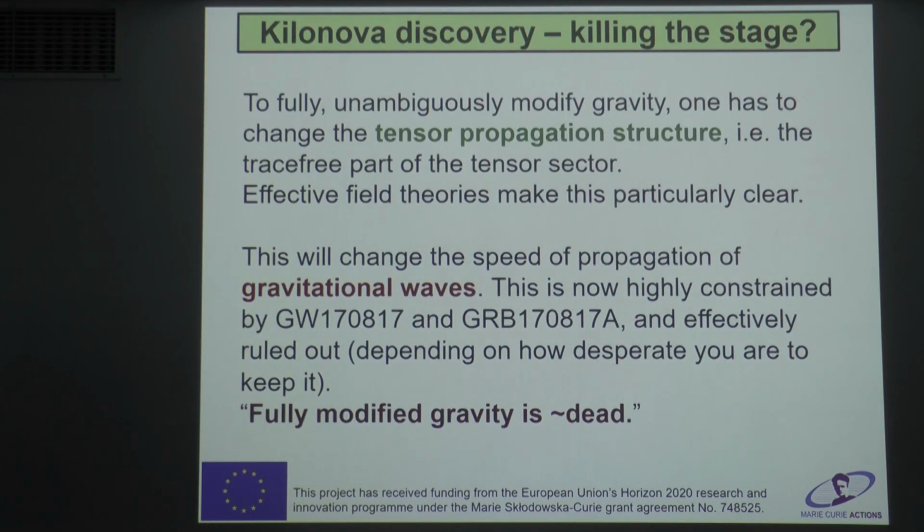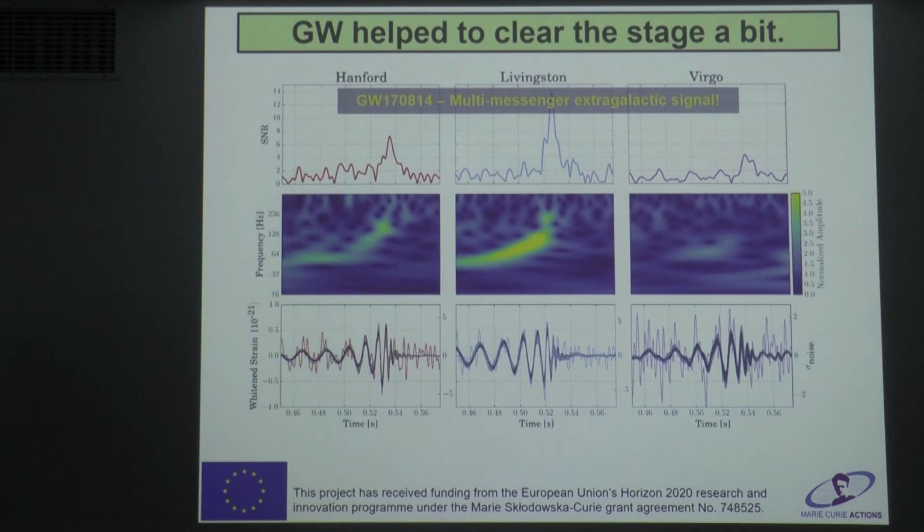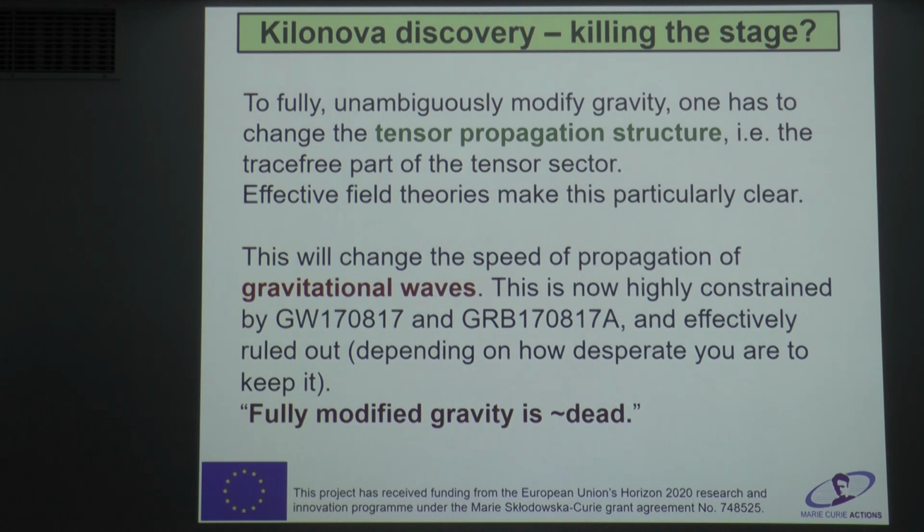So after this observation, we have a little bit clearer stage. Just to make a very quick comment, the fully unambiguous modification to gravity would consider tensor propagation structure. That should be different. But this would tell us, as I said, that the gravitational wave propagation would be changed. So after the gravitational wave event, which also had a gamma ray burst counterpart, I would say fully modified gravity is dead.